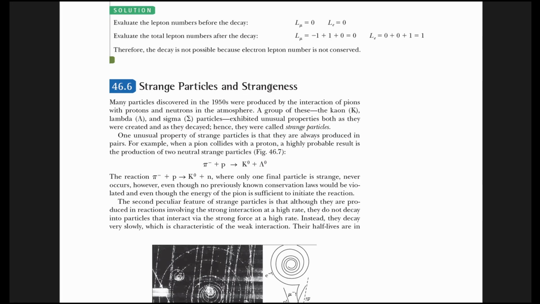Strange particles and strangeness. Many particles discovered in the 1950s were produced by the interaction of pions with protons and neutrons in the atmosphere. A group of these, the kaon, lambda, and sigma particles, exhibited unusual properties both as they were created and as they were decaying. Hence, they were called strange particles.